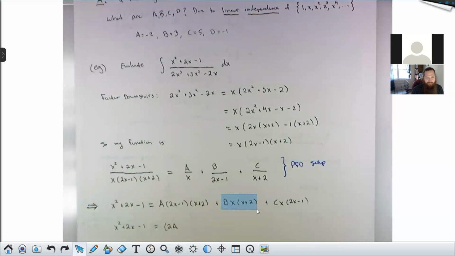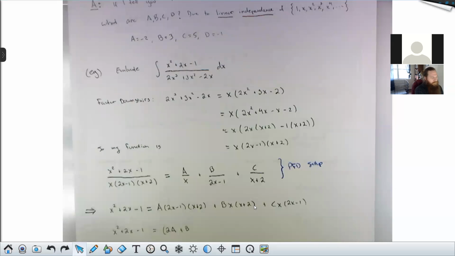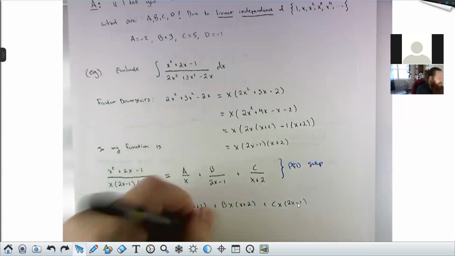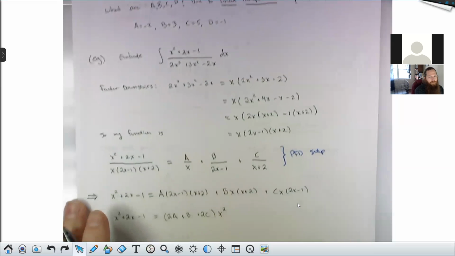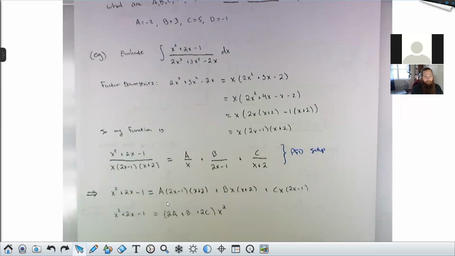What about this one? If I multiplied all this out, that would be bx squared plus 2bx. So there's going to be a plus b coming to the coefficient of x squared here. What I'm doing right down here is I'm starting to write down the coefficient of x squared. From this term, if I multiplied it out, I'd have 2cx squared. So that's the coefficient of x squared on the right. If we were to multiply all this out, I would have a 2ax squared from the first, a bx squared from the second, and a 2cx squared from the third. I've combined all of those like terms and written that nicely here.